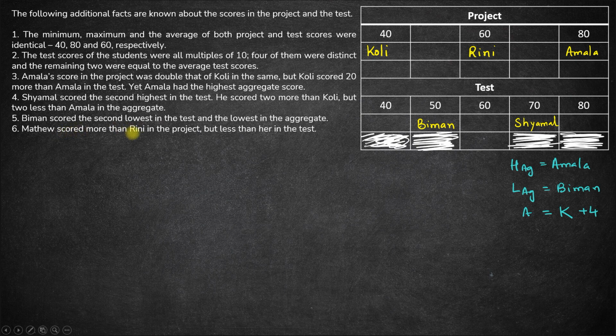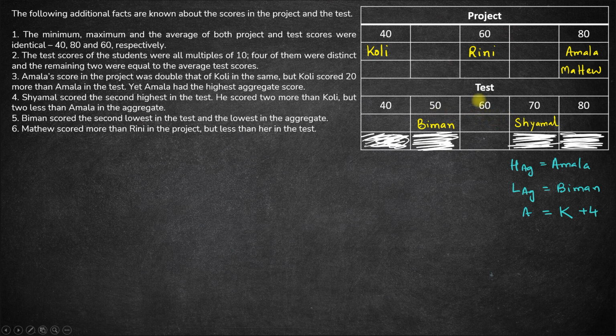Okay, cool. And finally the last point that we have is Biman is done. Mathew scored more than Rini in the project. So in the project Mathew scored more than Rini. So if Rini scored 60, Mathew has to score 80. Right? Cool. Now if Mathew scored more than Rini but less than her in the test. So in test Mathew scored less than Rini. So Rini will either come here or here, and accordingly Mathew will also come. And also we were given here that Amala's score in the project was double that of Koli in the same, but Koli scored 20 more than Amala in the test. So in test Koli scored 20 more than Amala.